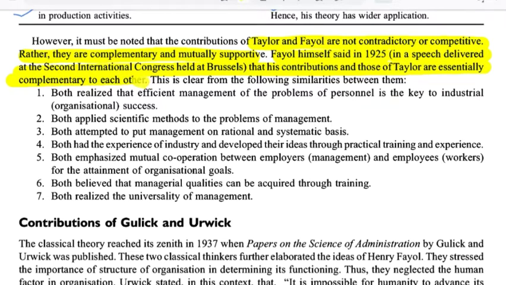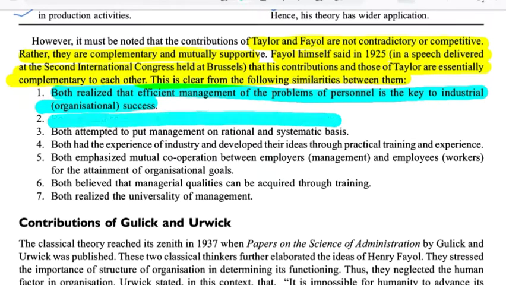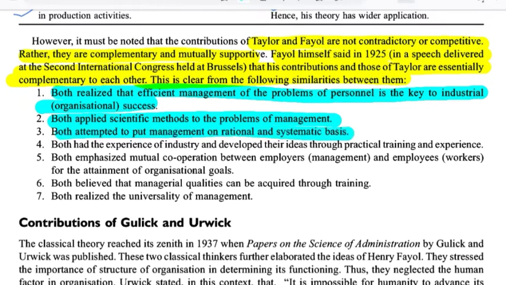This is clear from the following similarities between Taylor's and Henry Fayol's principles. Both realized that management of the problem of personnel is the key to industrial or organizational success. If we efficiently manage the problem of personnel or employees, it is the key to success. Both applied scientific method to the problems of management. Both attempted to put management on a rational and systematic basis.